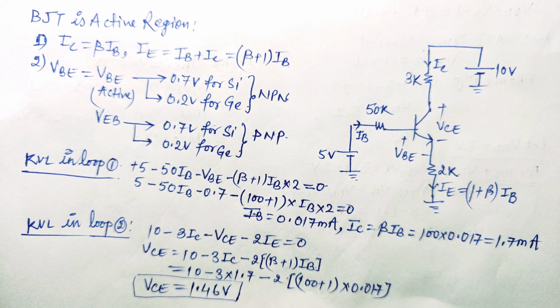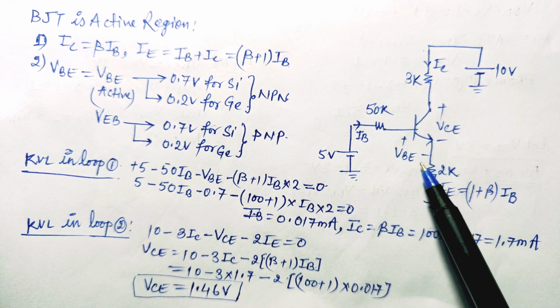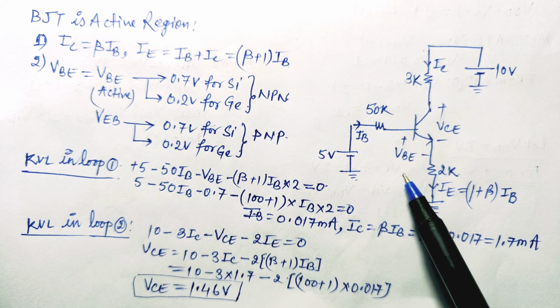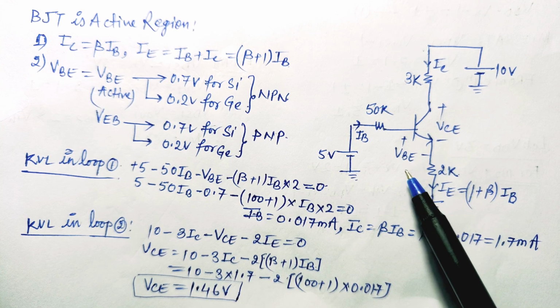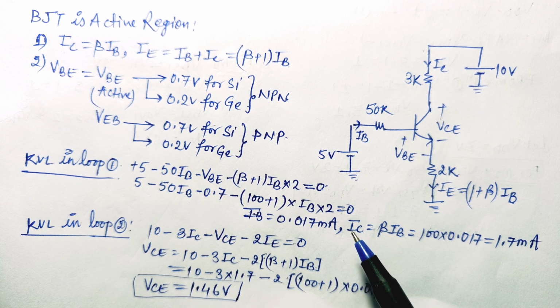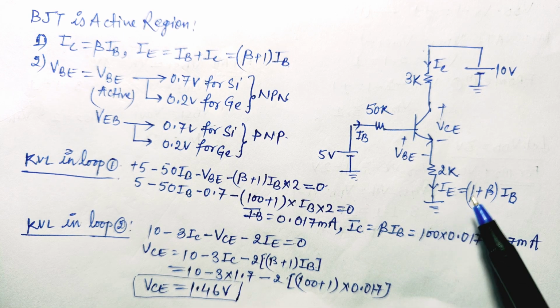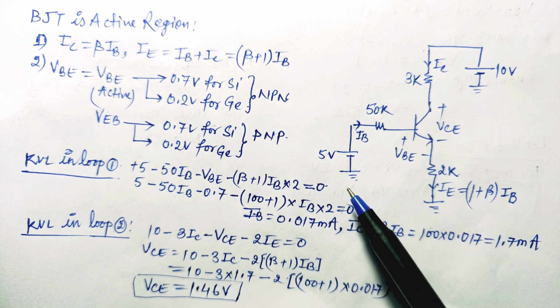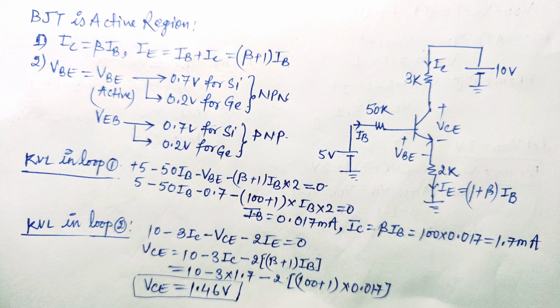In this way, first of all, we assume that our transistor is in saturation region. If our calculation shows that our assumption was right, then that will be the answer for the calculated parameters. If our assumption is wrong according to the calculation, then we will consider that the BJT is working in the other region, and accordingly we will solve the problem and calculate the required parameters.